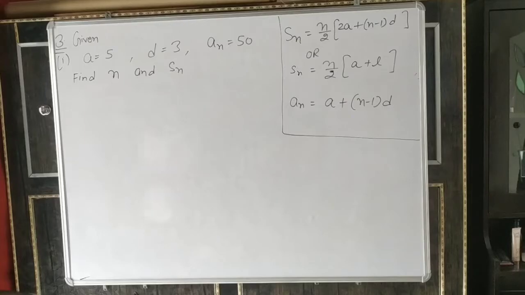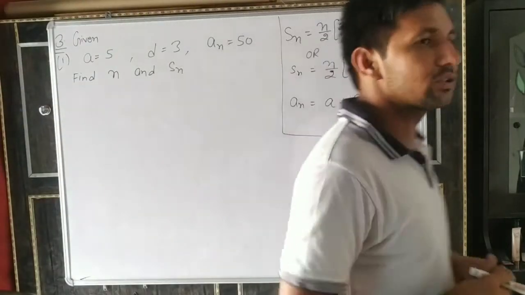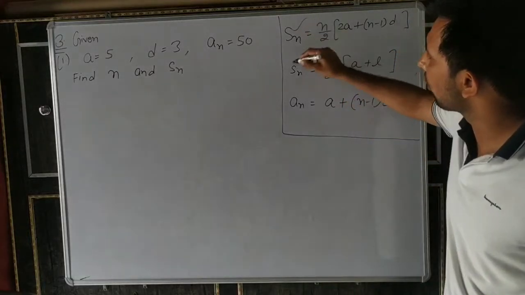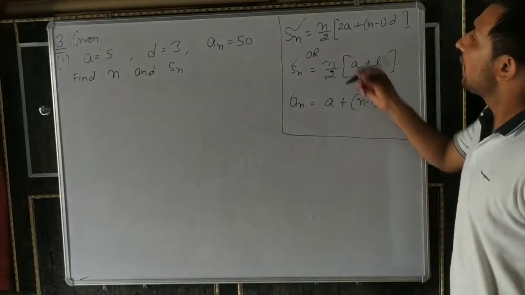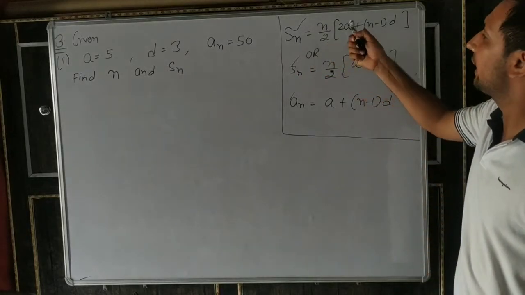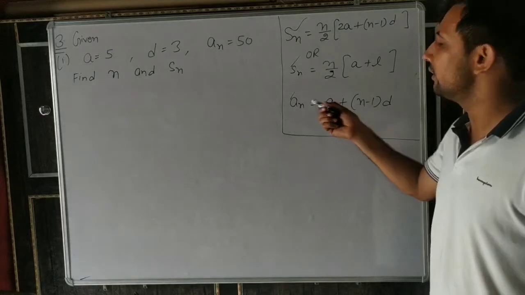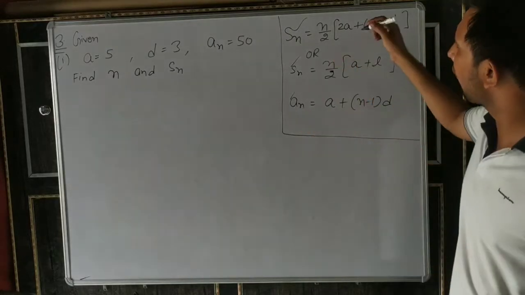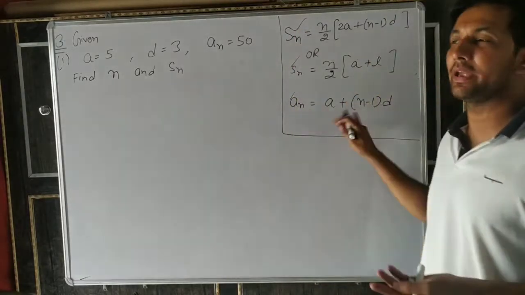Now, dear, next question. Question number 3. In question number 3, in all parts we will use all these 3 formulas. Maybe sometimes Sn is given, find n, and a and d are given. Sometimes a is given, n is given, find something else. We have to find out one of these. Maybe sometimes Sn, sometimes a, sometimes d.